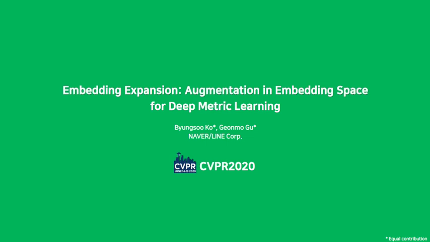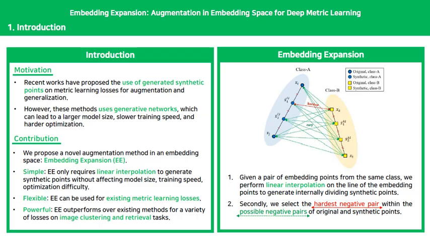This is a brief introduction of embedding expansion in CVPR 2020 conference. Recent works have proposed the use of generative synthetic points for augmentation and generalization. However, most of the methods use generative networks, which can lead to a larger model size, slower training speed, and harder optimization. To address this problem, we propose a novel augmentation method called embedding expansion.